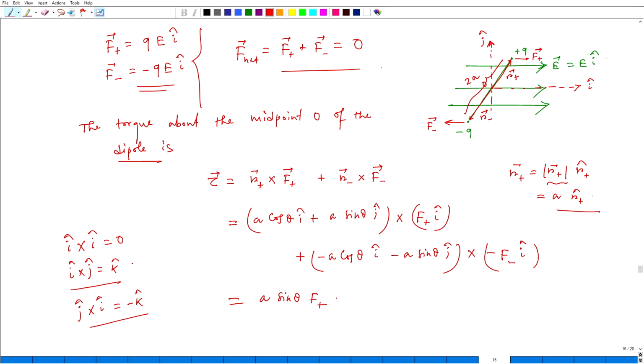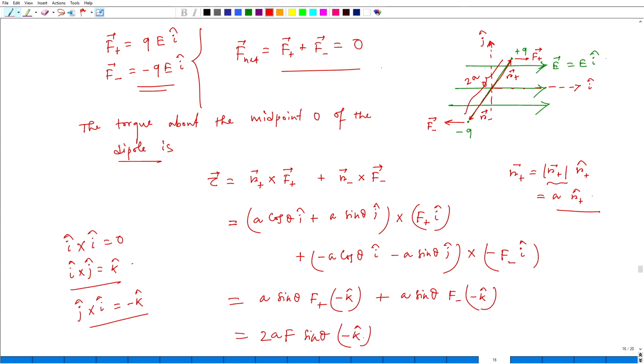Plugging into this, we get minus k cap, plus a sin theta F plus for this case. Similarly for the other case, j cap cross i cap gives minus k cap times F minus. Both have the same sign, so the torque does not vanish. They add up, and F plus and F minus have the same magnitude, so we get 2aF times sin theta times minus k cap.